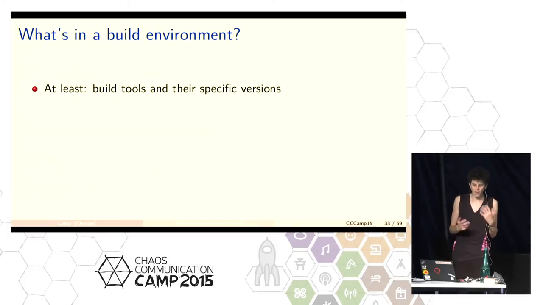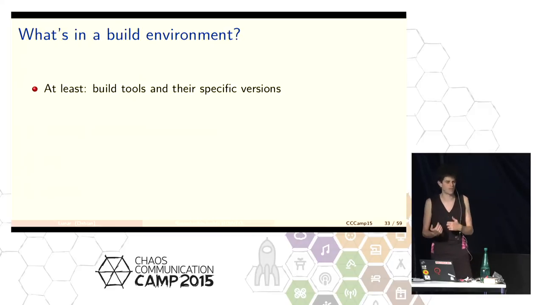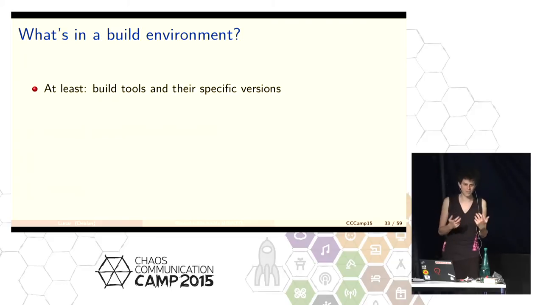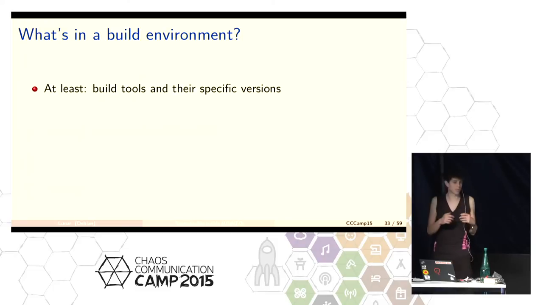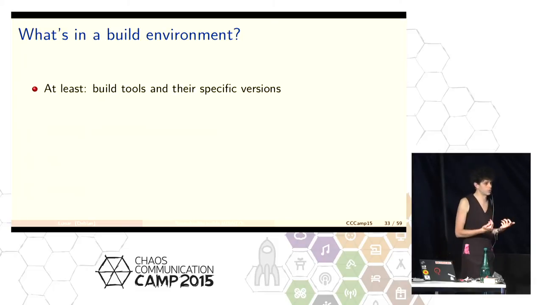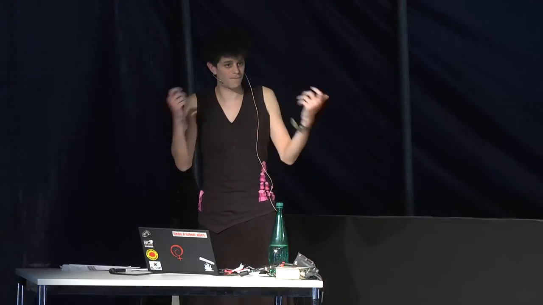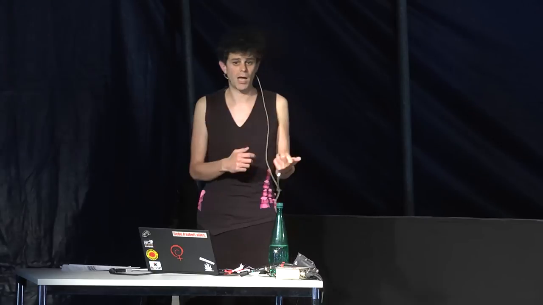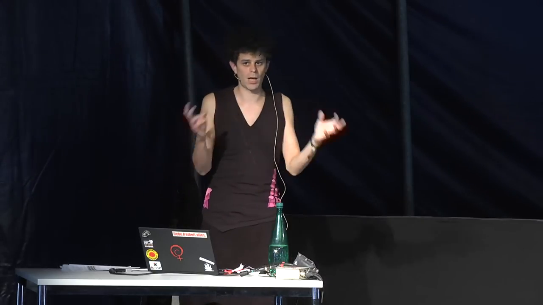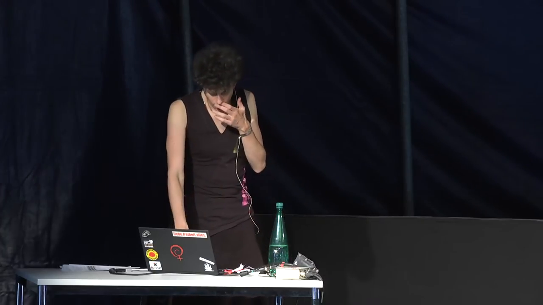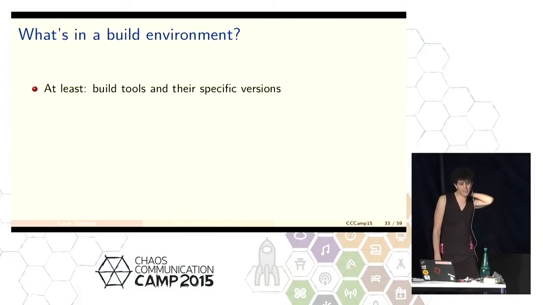So, what's in the build environment? At least you want the build tools and the specific version. If you use a compiler, there's a good chance that between one version and another, you will get different output. Pretty simple, because compilers get improved all the time, with new optimizations. And that's a good thing. We get faster software for free. But it means that from version A to version B, the output is not the same. So you want the build tools to record their versions.